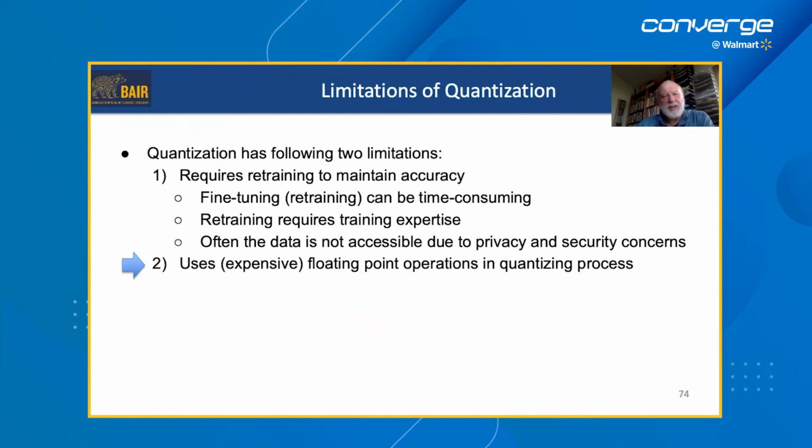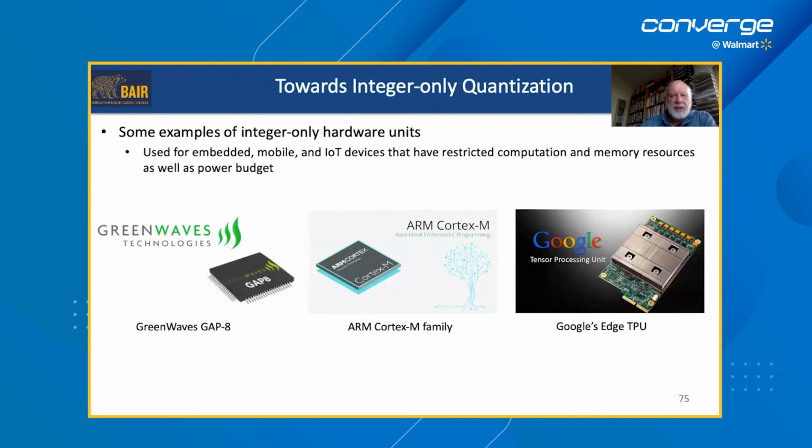Now, that addressed one of the limitations of quantization. Another limitation is that even though you may result in lower bit precision for weights and activations, there may still be expensive floating point operations in the quantization process as well as in the actual inference itself. And there are, particularly at the edge, a number of integer-only hardware units. That is, they don't actually support floating point at all. So for these processors, those approaches would be completely inappropriate. Examples of those are the Greenwaves technologies, the Cortex-M family in ARM, and even the Google Edge TPU.